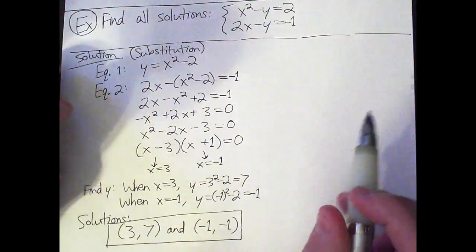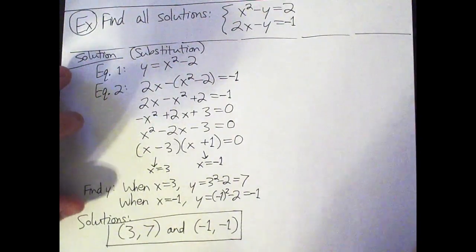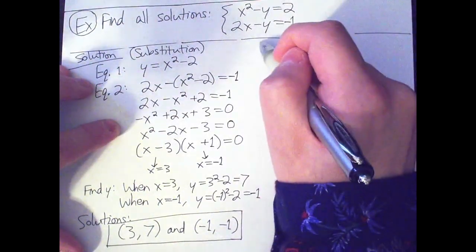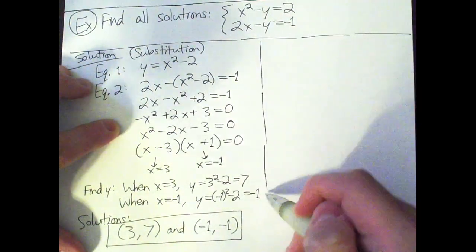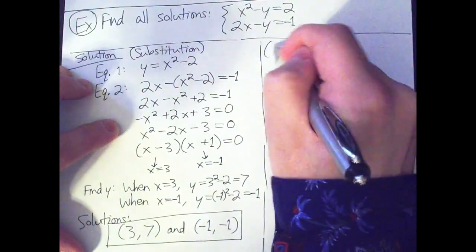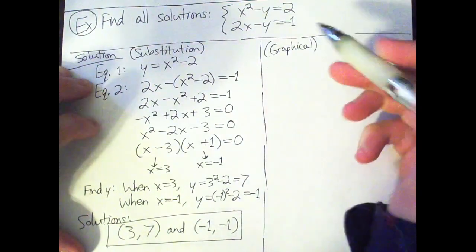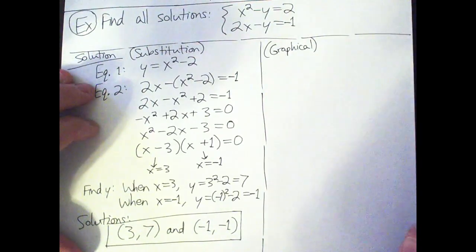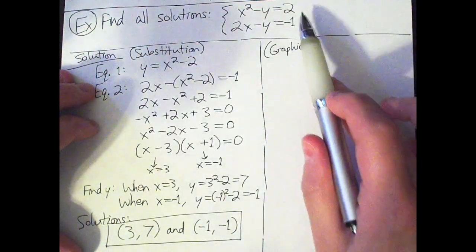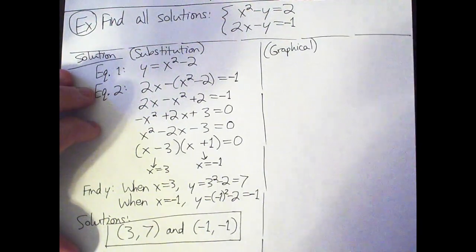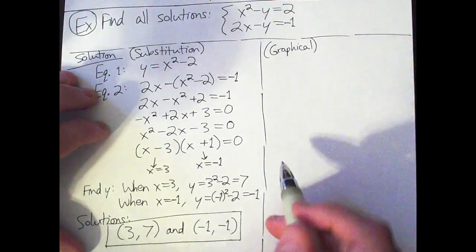The other thing I wanted to say is I also solved this using the graphical method. So maybe I'll show you a quick sketch. Because I looked at this and I said, well, the first one is going to be a parabola, and the second equation is going to be a straight line. So let's see.